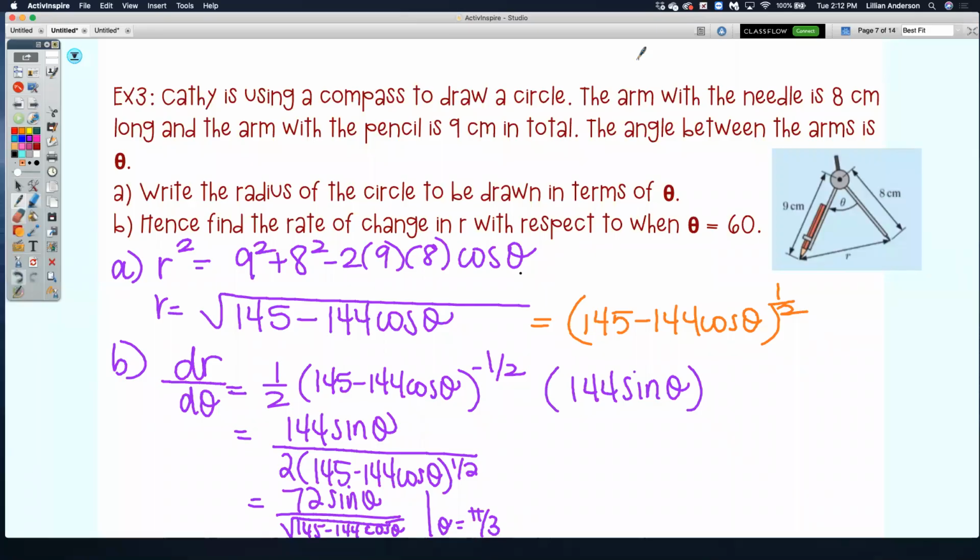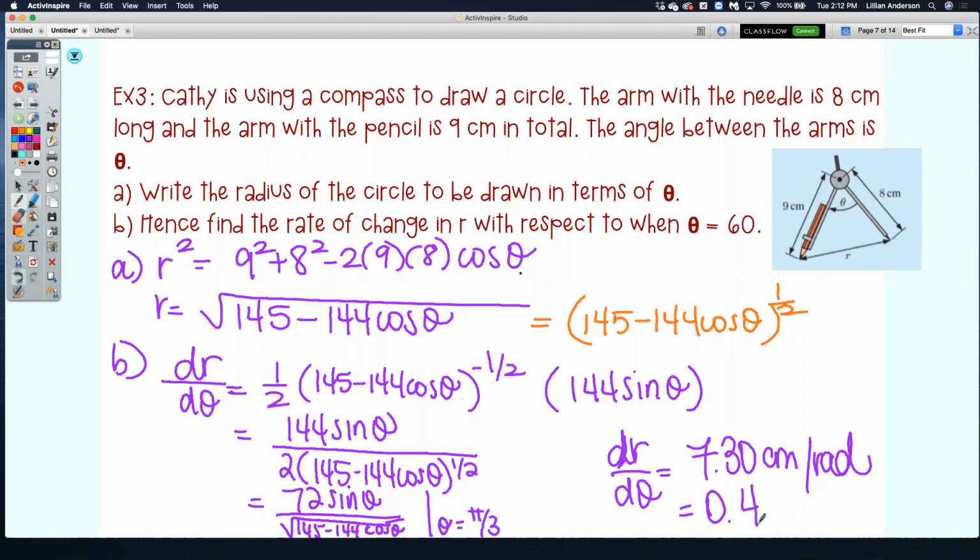All right, so what do we get? I got 7.3. 7.30 centimeters per radian if we plugged in pi over 3. If you plug in the degree, of course, you're going to get something different. You're going to get 0.4931, so 0.493 centimeters per degree. Well, that's the same answer. It is the same answer, just one is in radians, one's in degrees.